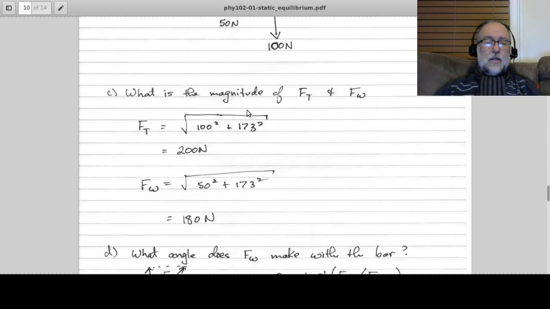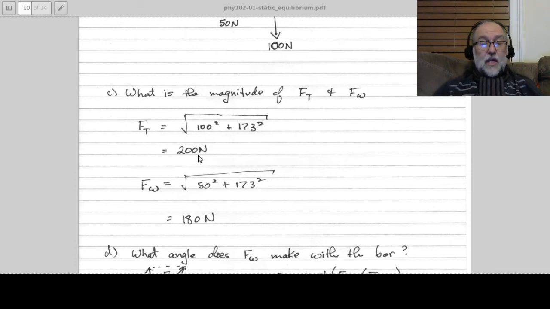And the answer is Pythagorean Theorem. So in order to get the actual tension, you do the x component squared plus the y component squared, and then take the square root of that, and that's 200 newtons. Okay, so the actual tension in the wire is 200 newtons. The components are 100 newtons up and 173 newtons to the left, but combining them into the magnitude is going to give you 200 newtons.